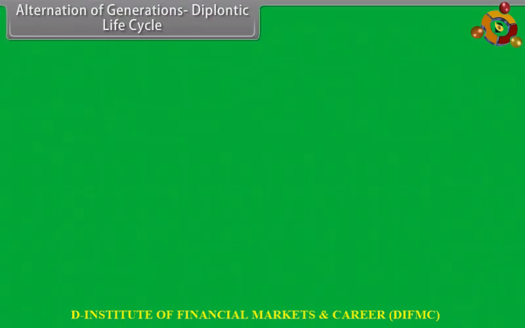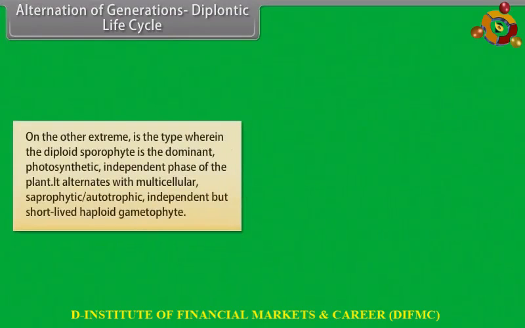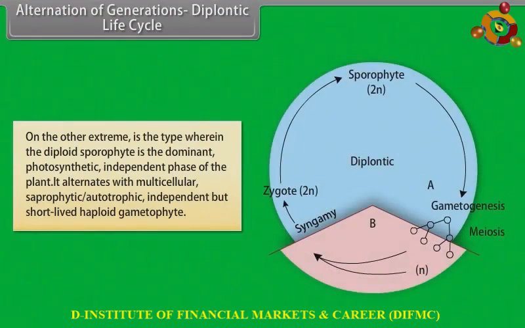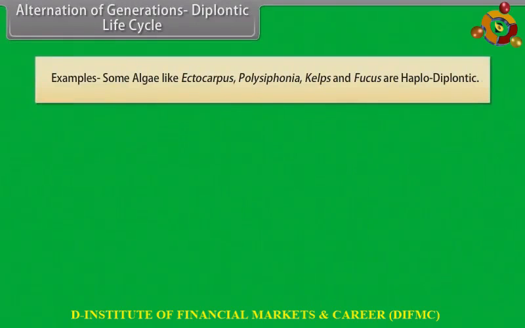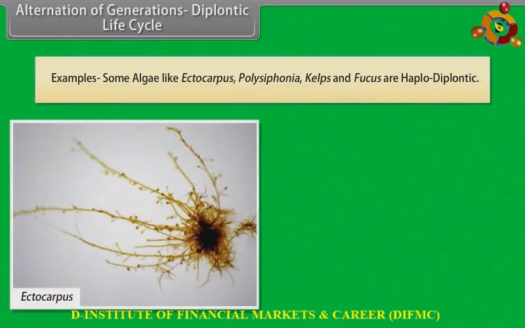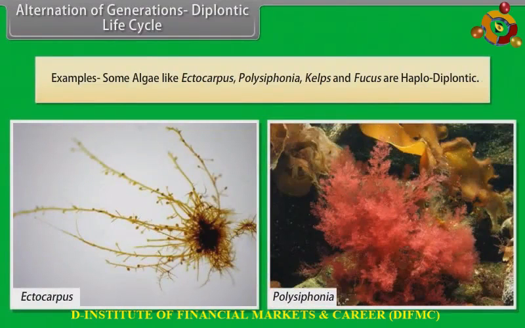Alternation of generations. Diplontic life cycle. On the other extreme is the type wherein the diploid sporophyte is the dominant, photosynthetic, independent phase of the plant. It alternates with multicellular, saprophytic, autotrophic, independent but short-lived haploid gametophyte. Examples: some algae like Ectocarpus, Polysiphonia, and kelps are haplodiplontic.